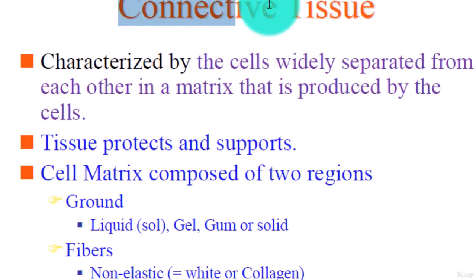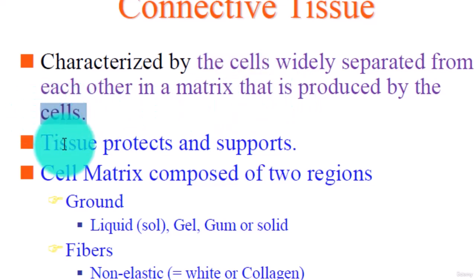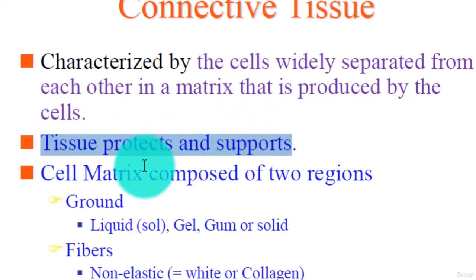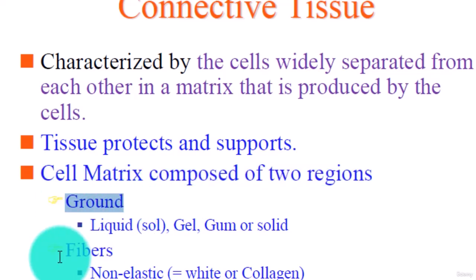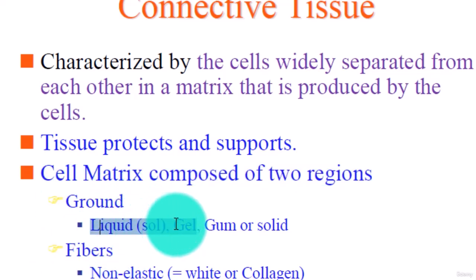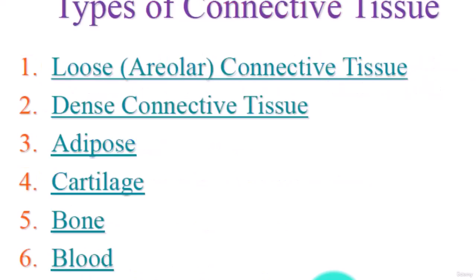Tissue categories: connective tissue is characterized by cells widely separated from each other in a matrix that is produced by these cells. The tissue protects and supports. The matrix is composed of two regions: ground substance and fibers. The ground substance may be liquid, solution, gel, gum, or solid. Fibers: non-elastic white collagen fibers and elastic yellow fibers.